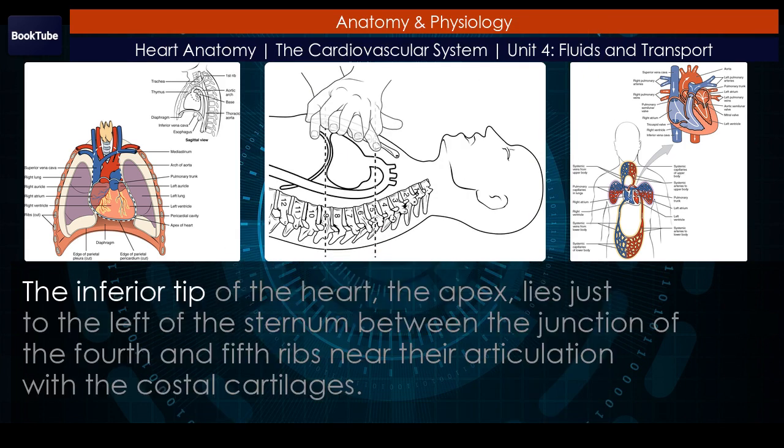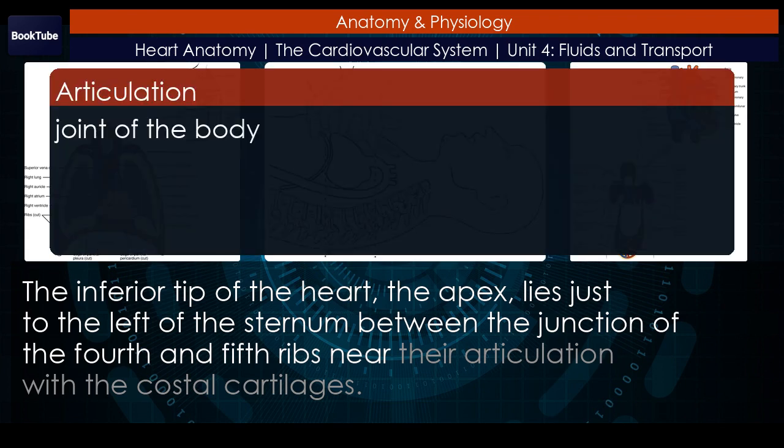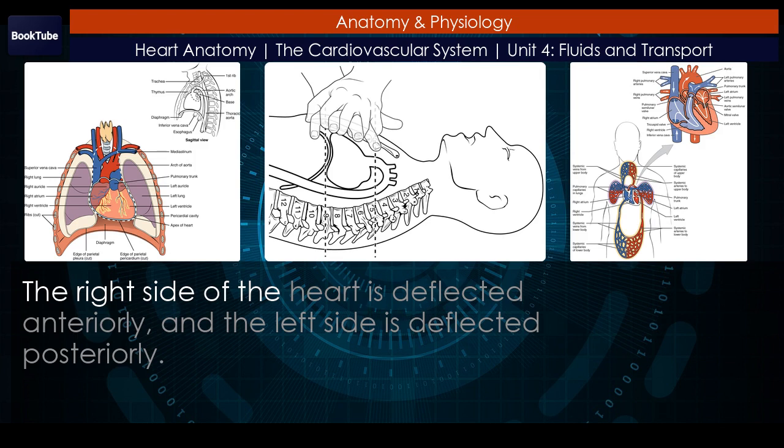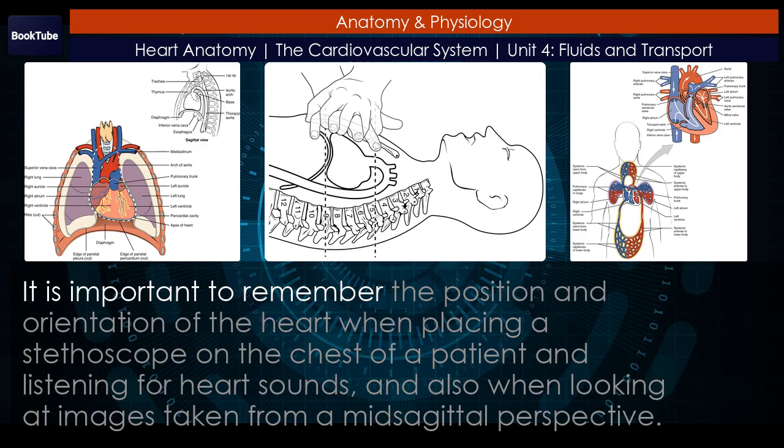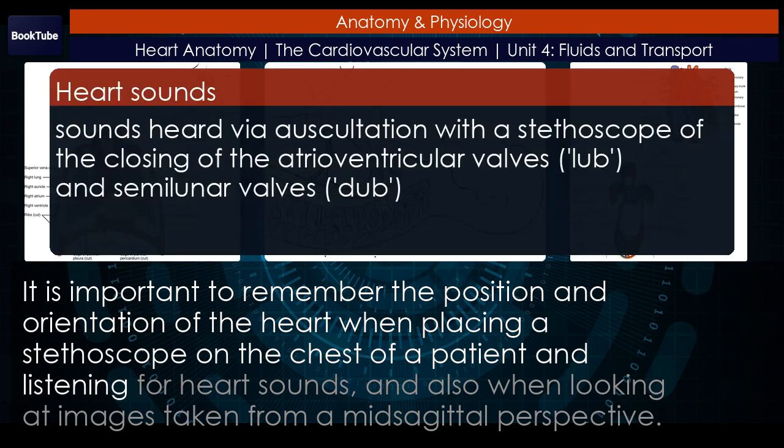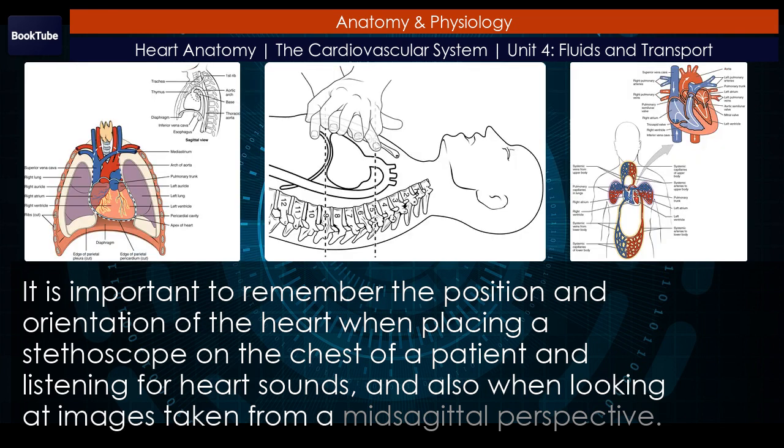The inferior tip of the heart, the apex, lies just to the left of the sternum between the junction of the fourth and fifth ribs near their articulation with the costal cartilages. The right side of the heart is deflected anteriorly, and the left side is deflected posteriorly. It is important to remember the position and orientation of the heart when placing a stethoscope on the chest of a patient and listening for heart sounds, and also when looking at images taken from a mid-sagittal perspective.